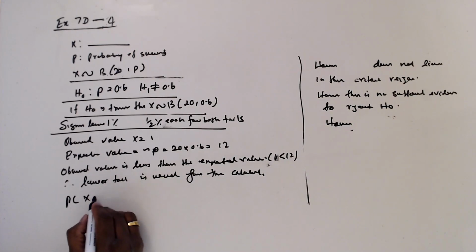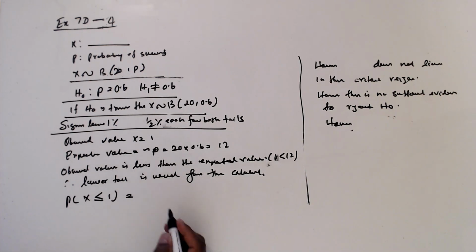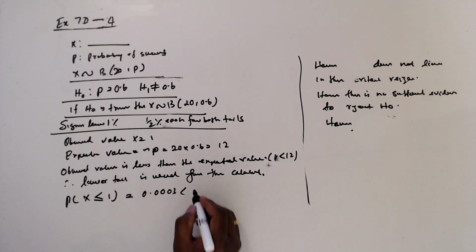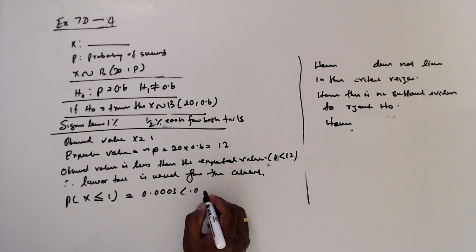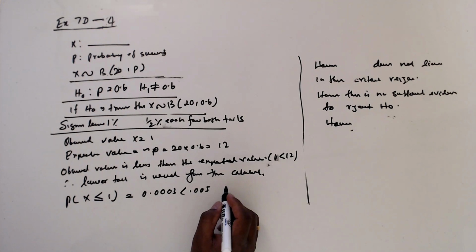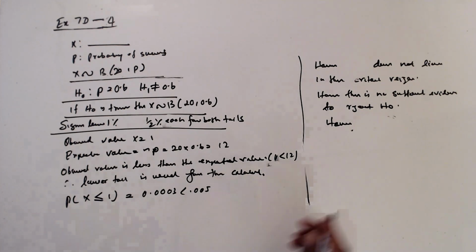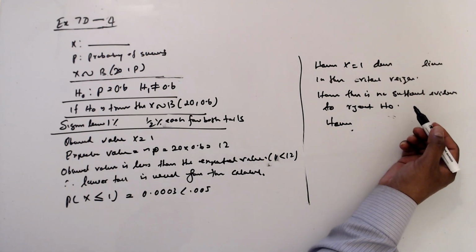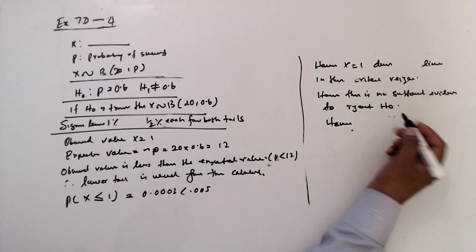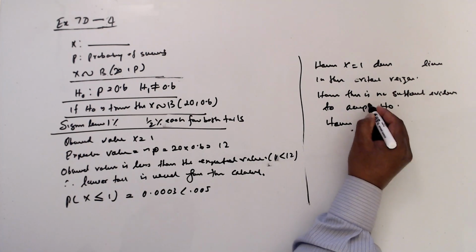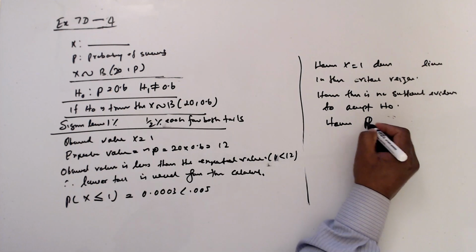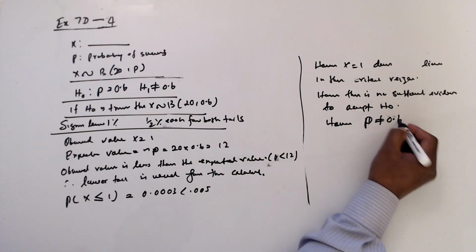The probability of X less than or equal to 1 is 0.003, which is less than 0.005. Hence X equal 1 lies in the critical region. Hence there is sufficient evidence to reject H naught. Hence P is not equal to 0.6.